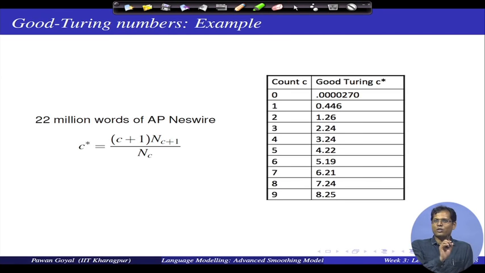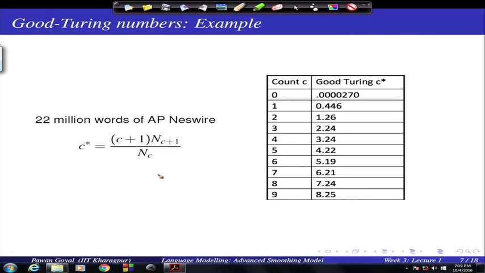Now, how do I actually get this number 0.0000270? We can do that quickly. Remember, for the words that occur 0 times, what is the total probability that we are giving them? We are giving them the probability of N1 divided by N. Now what is the probability given to the individual word? So you divide by N0. N0 is the number of bigrams that occur 0 times.